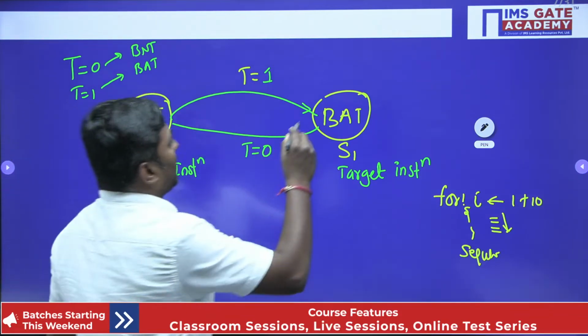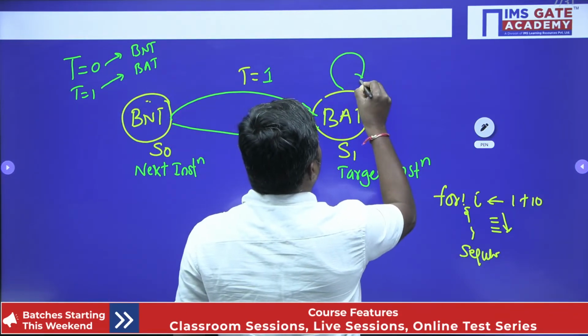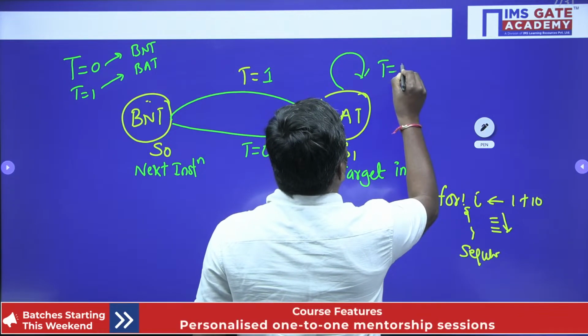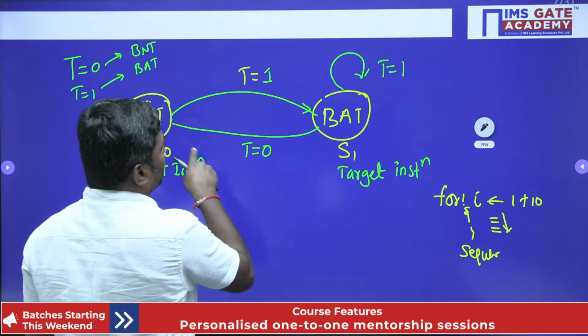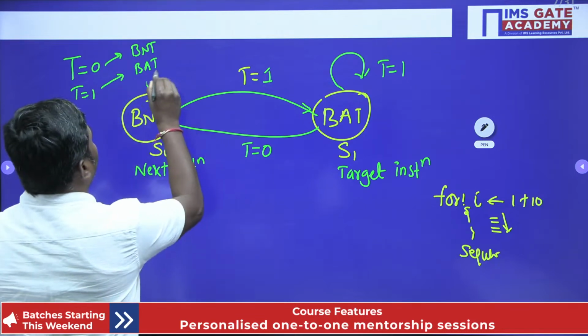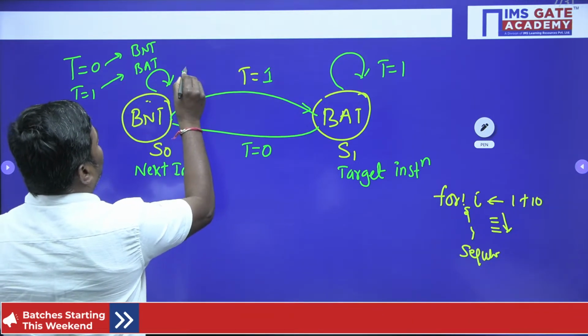Sorry, branch taken means I have to keep the repeat here only. So branch taken means what? I have to repeat here only, because whenever the condition is false, I'll change it. So this also I'm making t equal to repeat 0.